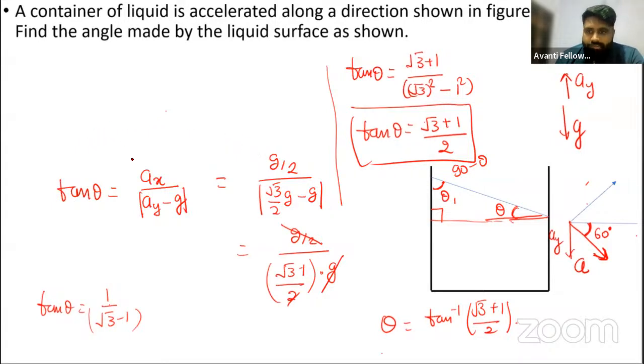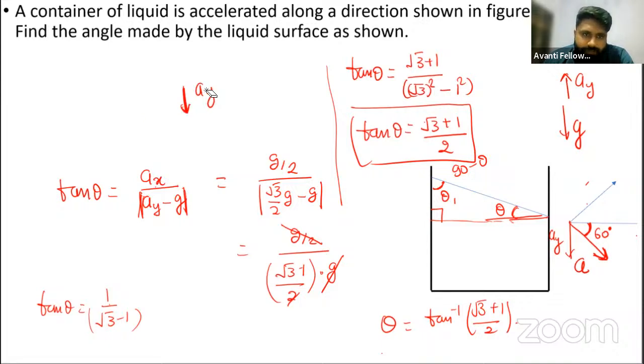So you are saying that this is incorrect. Tan theta is ax upon ay minus g. Okay. So ay minus g is the effective acceleration. And why we are taking it? Because now container is also accelerating in downward direction.